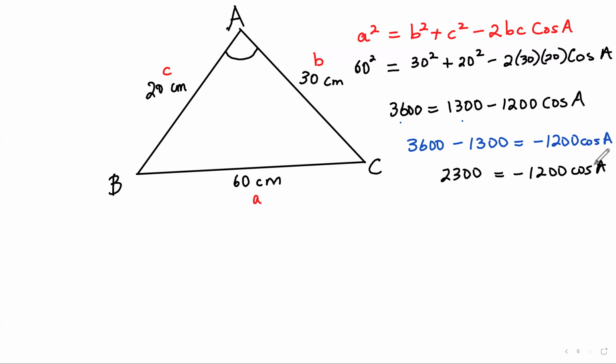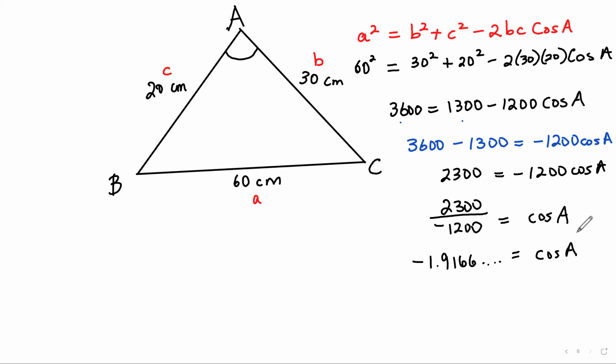Okay, so then cos of A will be, well, if it's minus 1,200 multiplied by cos of A, dividing throughout by minus 1,200 will get rid of the coefficient here. So this will be 2,300 over minus 1,200 is cos of A. So 2,300 divided by negative 1,200 is a long number. It's negative 1.9166, and I'm going to put these dots. So that is equal to cos of A.